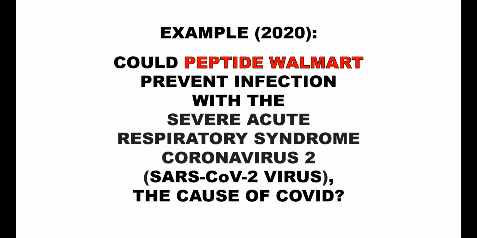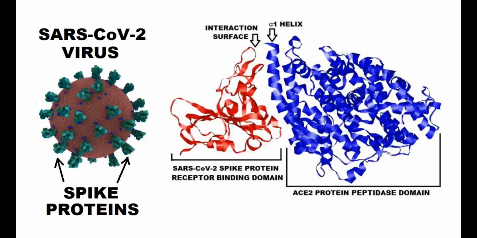Having generated that peptide, we can then do theoretical studies with it. And one question asked in 2020 was, would it be possible for peptide Walmart to prevent infection with the severe acute respiratory syndrome coronavirus 2, abbreviated SARS-CoV-2 virus, which is thought to be the cause of COVID? And this slide shows on the left-hand side a model of the SARS-CoV-2 virus.